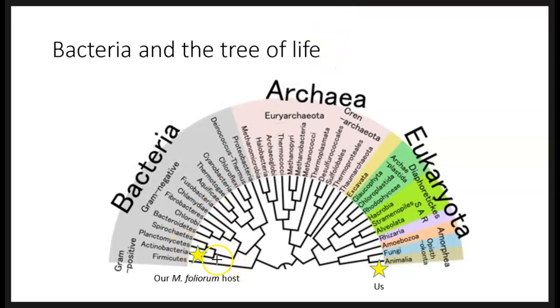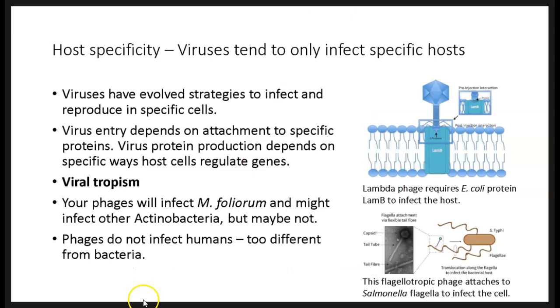In this class, we're going to study bacteria in one particular group. We are going to focus on the actinobacteria. And we're going to use one particular actinobacteria called Microbacterium foliorum, or M. foliorum, as the host for the phages that we isolate in this class. So the reason our choice of host is so important is that viruses have a property called host specificity. They only tend to infect specific host cells. And this is because viruses have evolved strategies to reproduce only in specific cells.